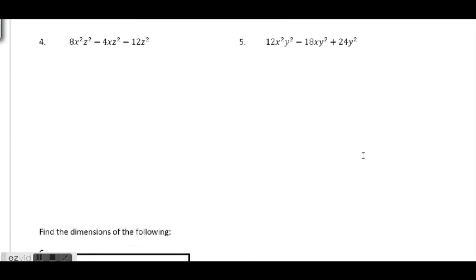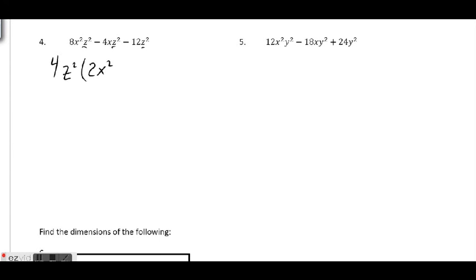Alright, number 4. You look at all these things. 8, 4, and 12. They are all multiples of 4. X squared, x to the first, no x's. Means I cannot factor out an x. But they all have z squared in there. So I can factor out a z squared. Alright, what am I left with? 8 divided by 4 gives me 2. I did not factor out x, so I have x squared.